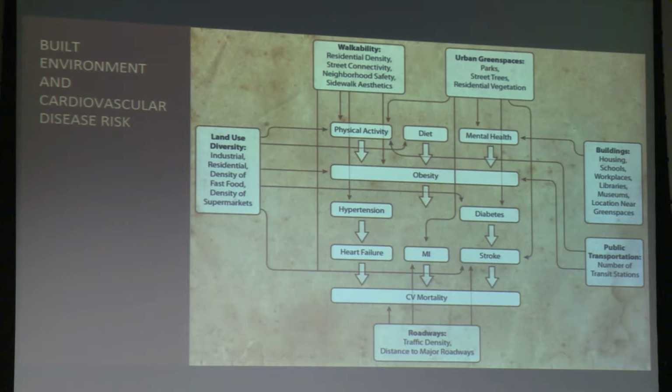There's evidence showing, for example, that public transportation, or the number of transit stations, is related to the level of obesity in a community. We do know that people who live next to major roadways have higher cardiovascular mortality and higher cardiovascular disease risk, and that the way land is used and distributed within urban communities can be a good predictor of cardiovascular disease risk. So as a result of these built environments and socioeconomic disparities, we end up with something like this.